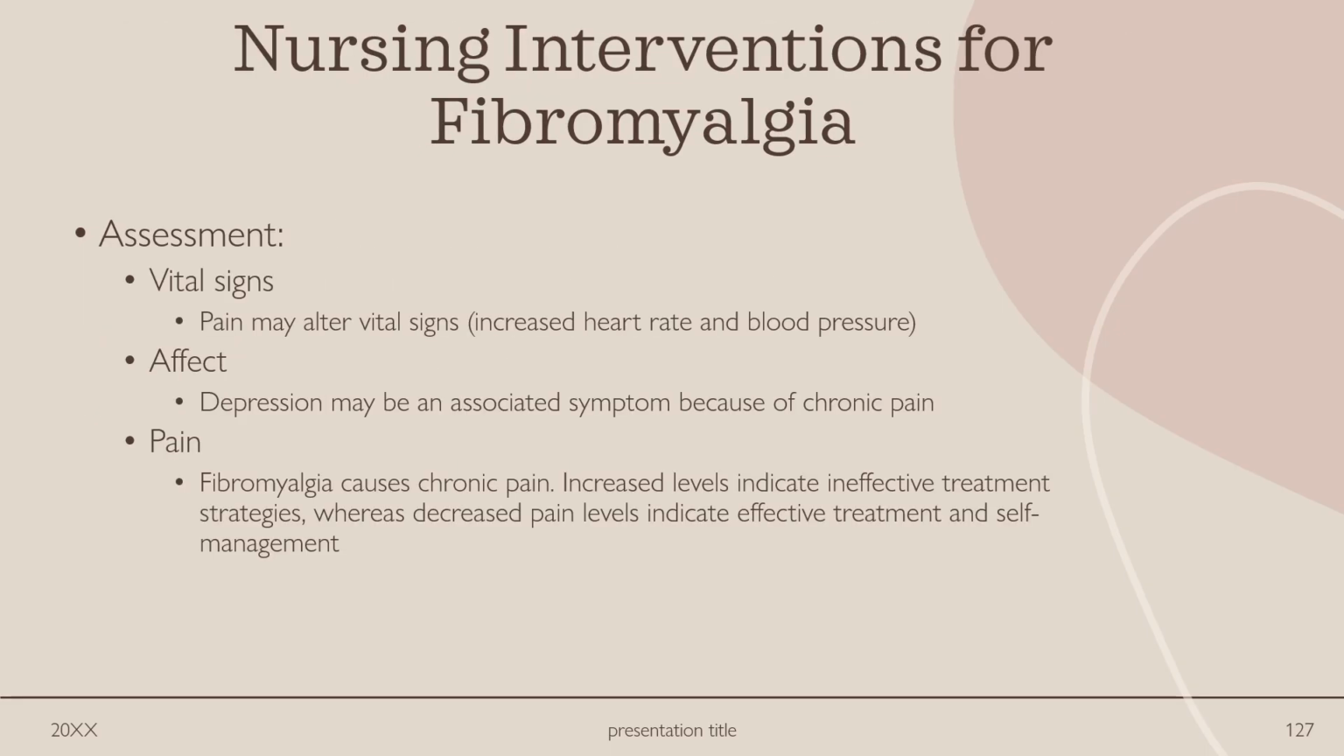So, some nursing interventions for fibromyalgia. We are going to assess, and we're going to start with vital signs. Pain may alter vital signs. There may be an increased heart rate or an increased blood pressure. We're going to assess affect. Depression may be an associated symptom because of chronic pain. And then assessing pain. Fibromyalgia causes chronic pain. Increased levels indicate ineffective treatment strategies, whereas decreased pain levels indicate effective treatment and self-management.